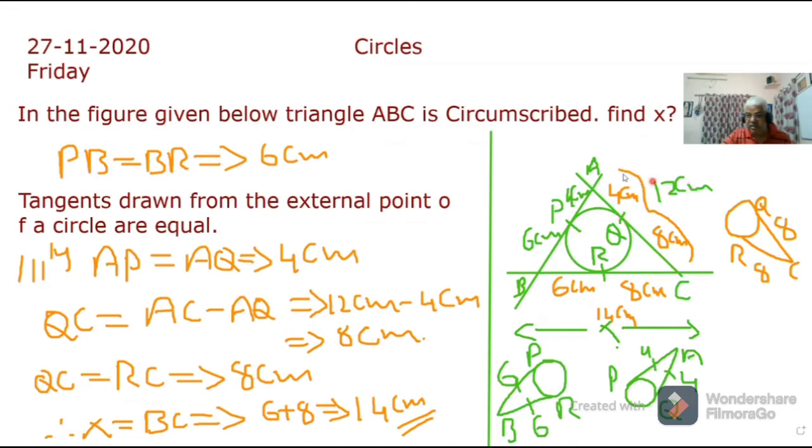Next, this overall AC measurement is 12. AQ now we got 4. 12 minus 4 gives you 8 centimeter. And this 8 centimeter QC will be equal to RC. That is also 8 because these two, QC and RC, are tangents drawn from an external point. Therefore, 8 plus 6 you can add, you will get the value of 14 centimeter. So, with this, my explanation regarding the problem is completed.